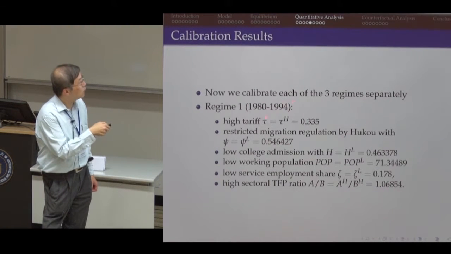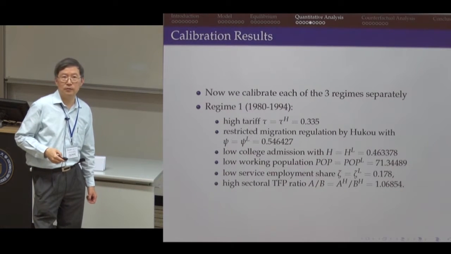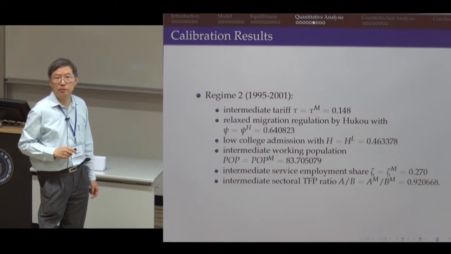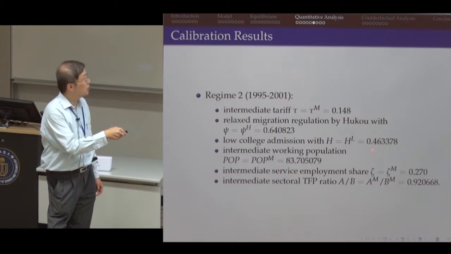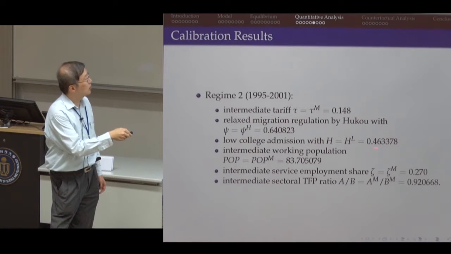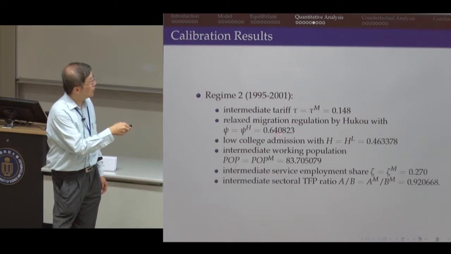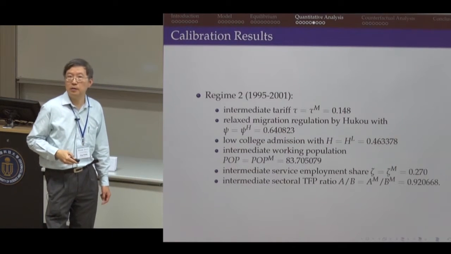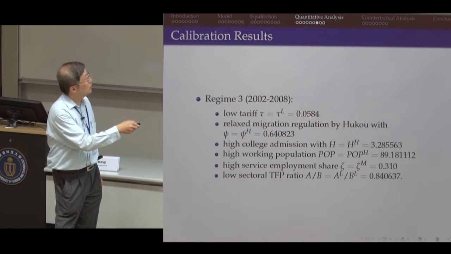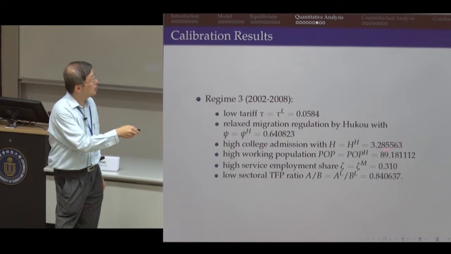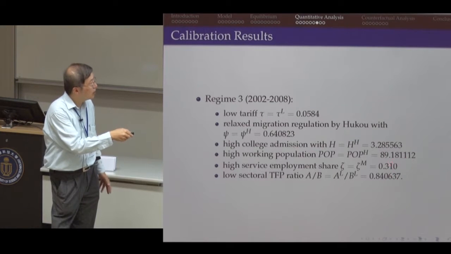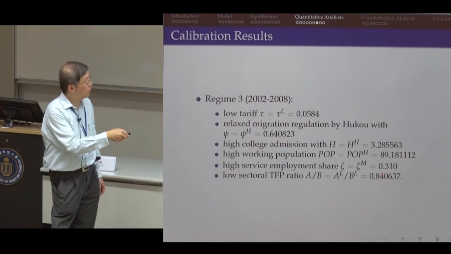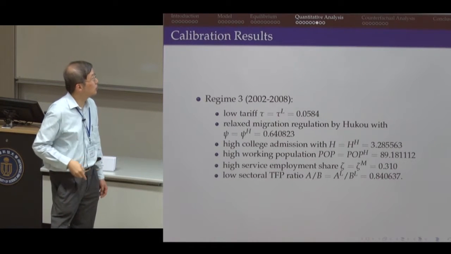So you can see that in the early regime, the import competing sector is still more productive, but later it turned upside down, 0.92 already. Service share expanded, population growing, and skill growing, but not by that much. Skill is still the same. But with relaxation of the hukou system and the reduction in the tariff rate, and then further reduction to below 6%, and further relaxation of the hukou system, skill expanded a lot because of the college admission relaxation. Population grew slower, but still grew. The service sector grew to more than 1/3. The AB ratio keeps reducing.